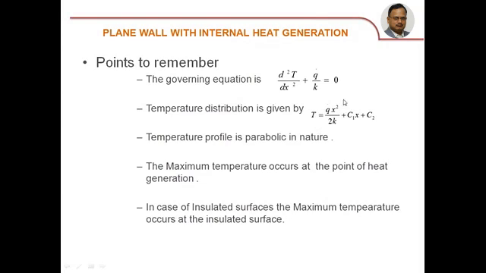To solve this equation, you need two boundary conditions. Maybe those two boundary conditions could be first type conditions, or one first type condition and another one second type condition. Wherever the maximum temperature occurs, the temperature gradient becomes 0, so that we can utilize it as a boundary condition to solve this temperature distribution equation in an easy manner.